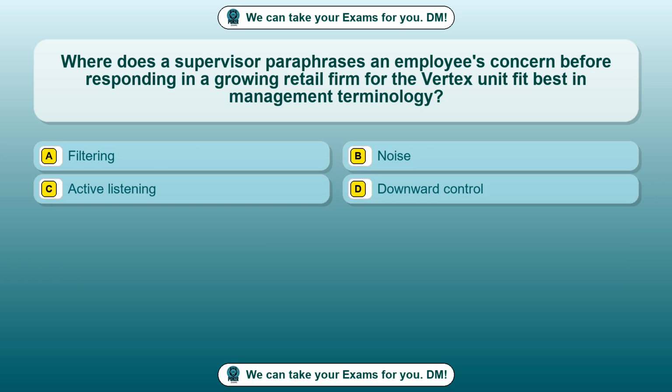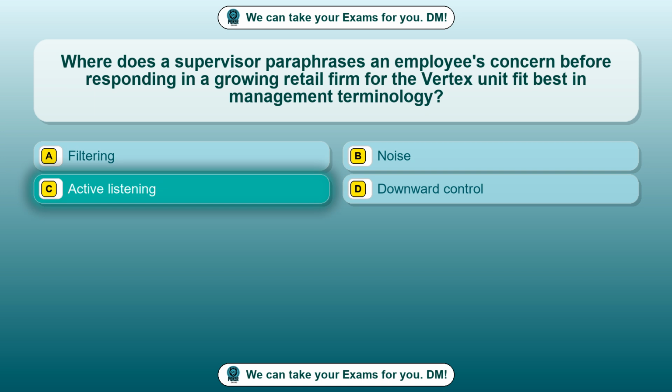Question 88. Where does a supervisor paraphrases an employee's concern before responding in a growing retail firm for the Vertex unit fit best in management terminology? Option A, filtering. Option B, noise. Option C, active listening. Option D, downward control. The correct answer is option C, active listening.